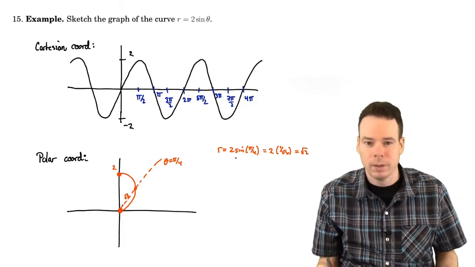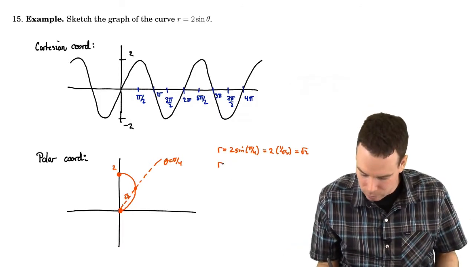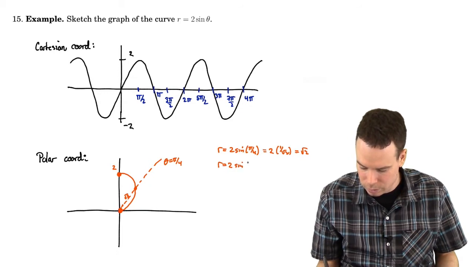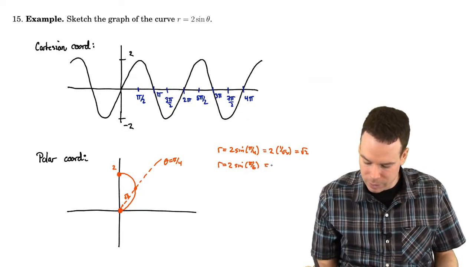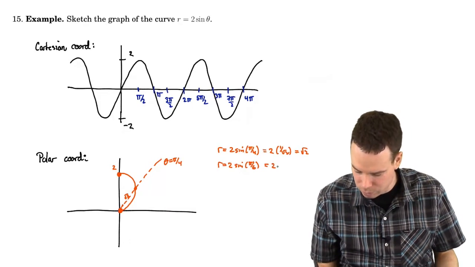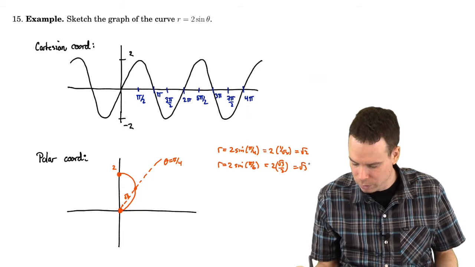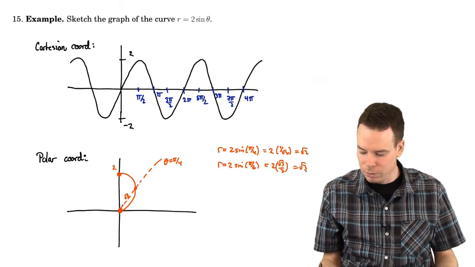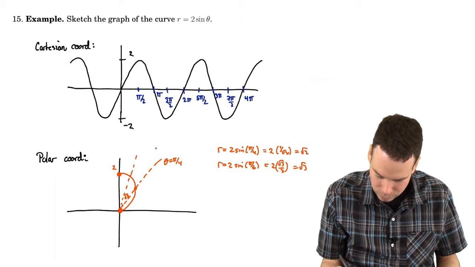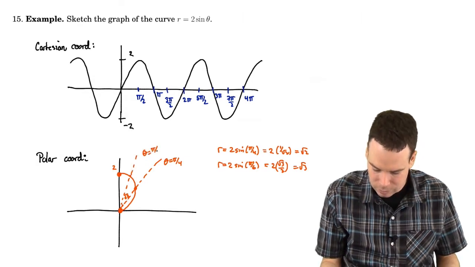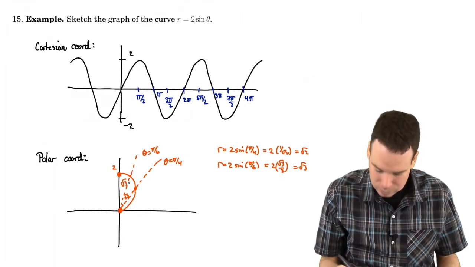What if I'm at pi by 6? What's r of 2 sine pi by 6? Well, sine of pi by 6 is 1 over 2, so this would be 2 times 1 over 2, or 1. Root 3 is bigger than root 2, so I'm even further away. So I'm up here somewhere. There's my theta is pi by 6, and now my distance is root 3.